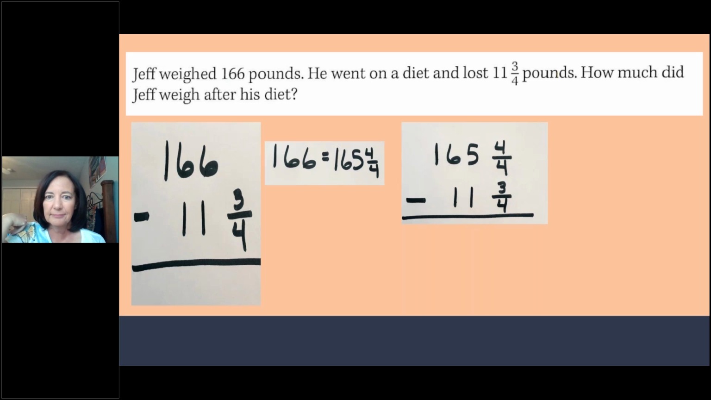Okay, 1/4. Okay, 164. No, wait. Minus 65. 154 and 1/4. Perfect. Nice.